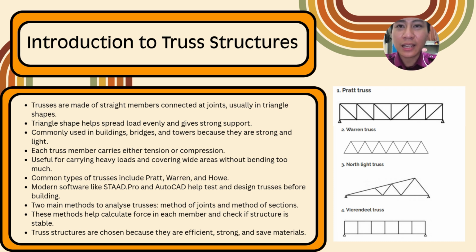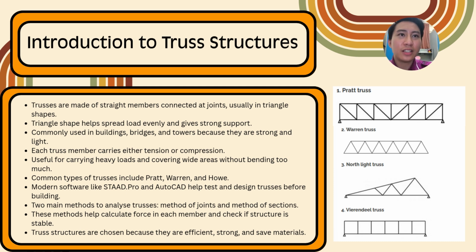Modern software like STAAD Pro and AutoCAD helps test and design trusses before building them. The two main methods to analyze trusses are the method of joints and the method of sections. These methods help to calculate force in each member and check if the structure is stable. Truss structures are chosen because they are efficient, strong, and safe.